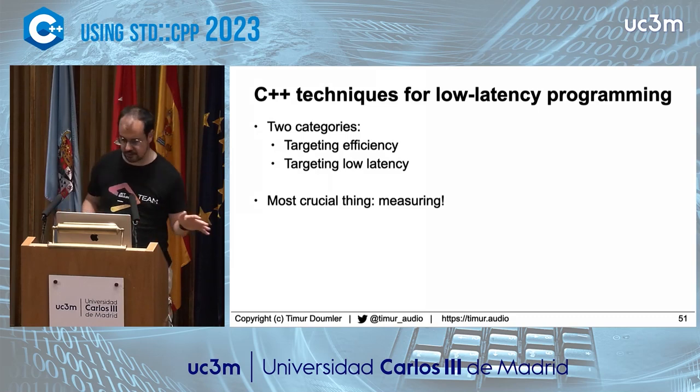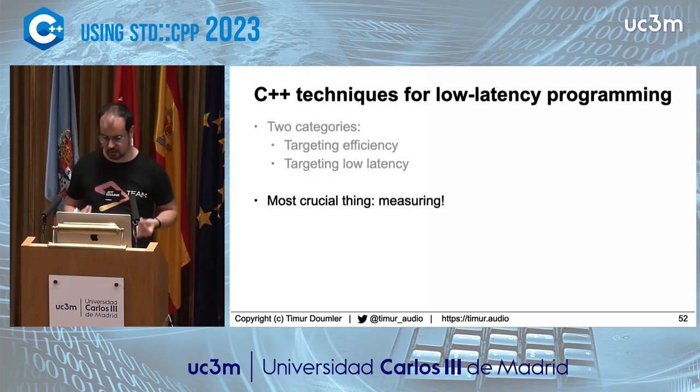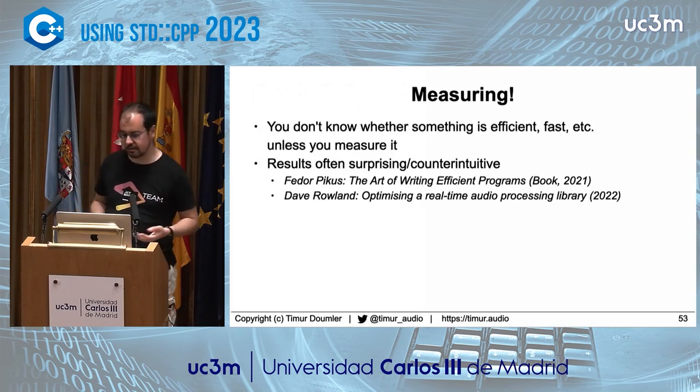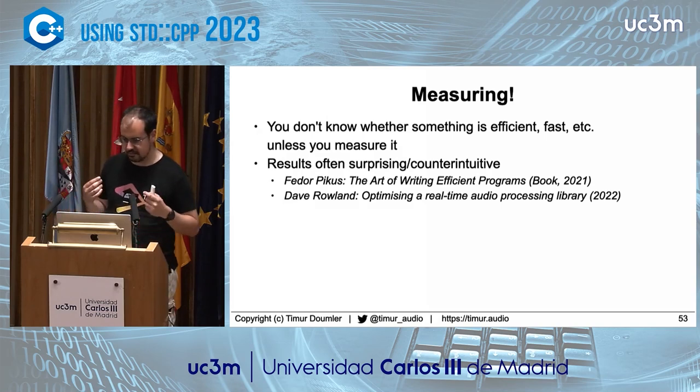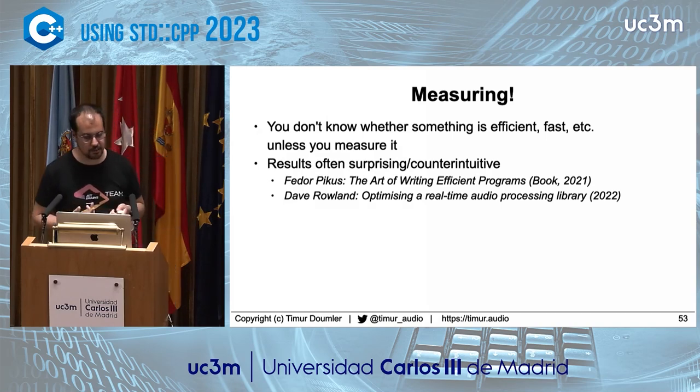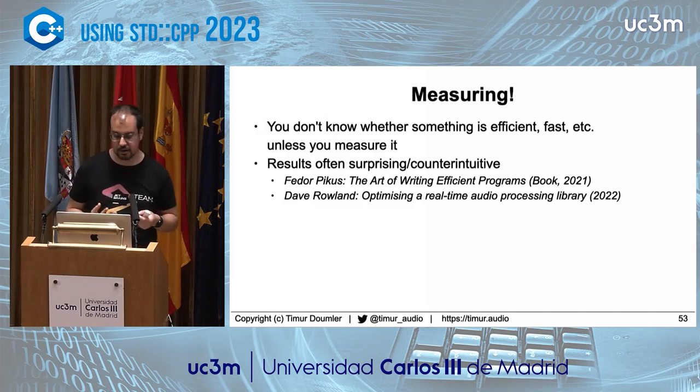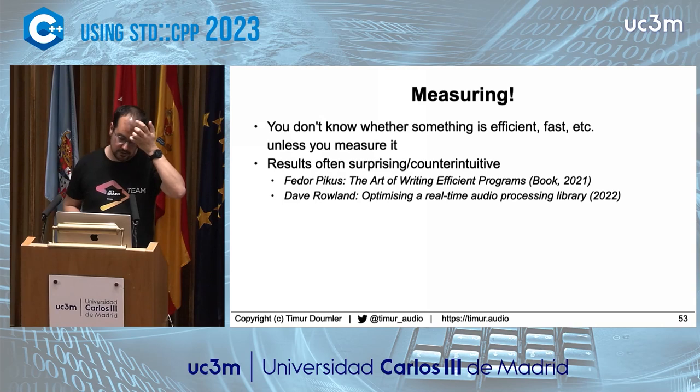But before we do any of this, of course, the most crucial thing is to measure your code. Because if you don't measure your code, you have no idea if it's efficient or fast or any of those things. And it turns out that intuition about this stuff is often very wrong, and you really have to measure. I just want to give two references here.